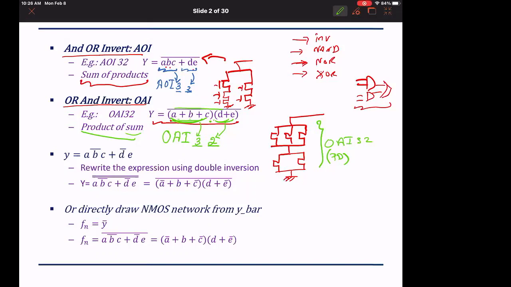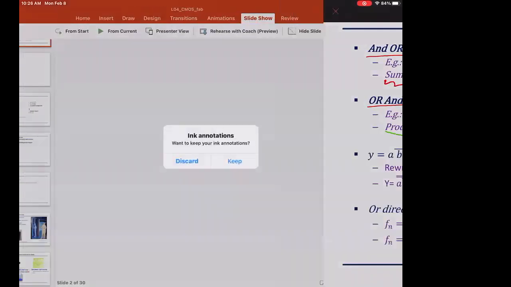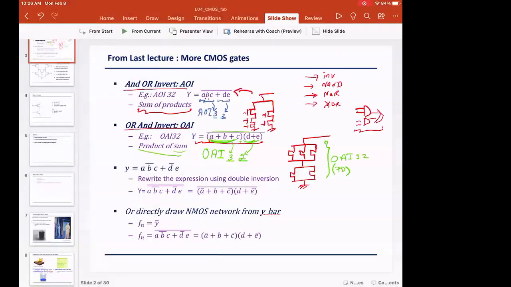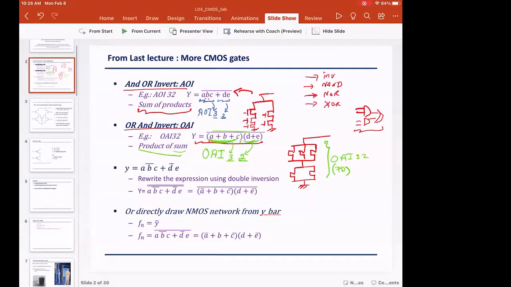Yes. Okay, excellent. Okay, so these are the types of gates. Now I have other things to look into, and let me duplicate this.